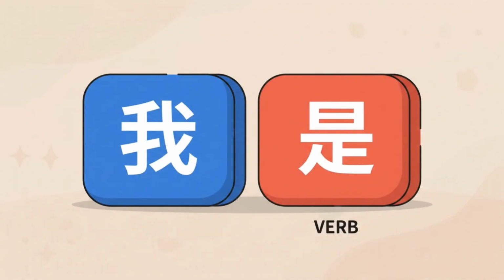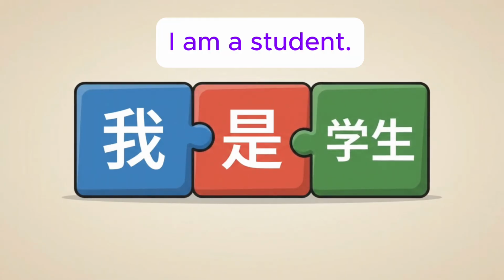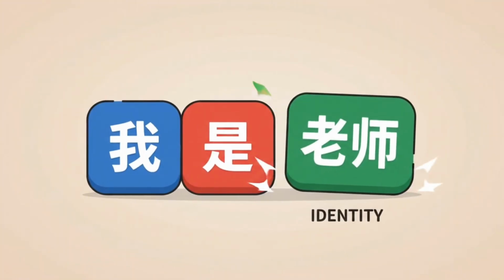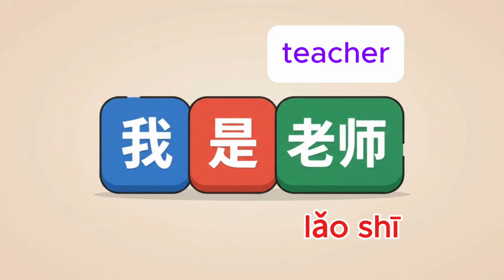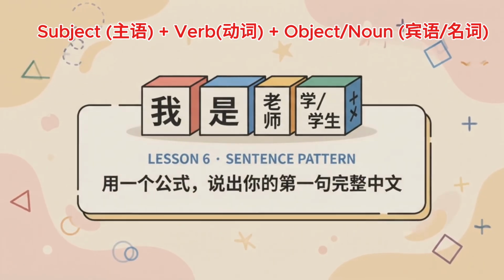Today, you're not just learning words. You are learning how to build your very first Chinese sentence. The formula is simple. 我 plus 是 plus who you are. Let's use this formula to build our very first Chinese sentence.